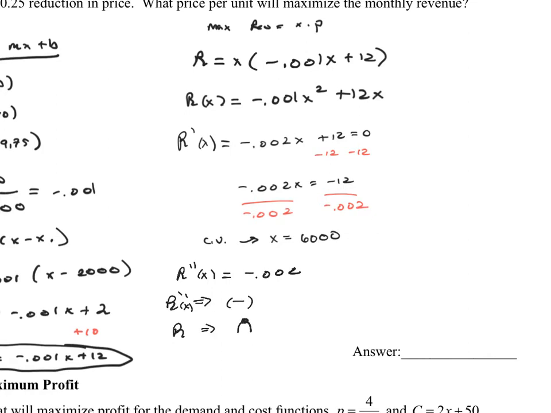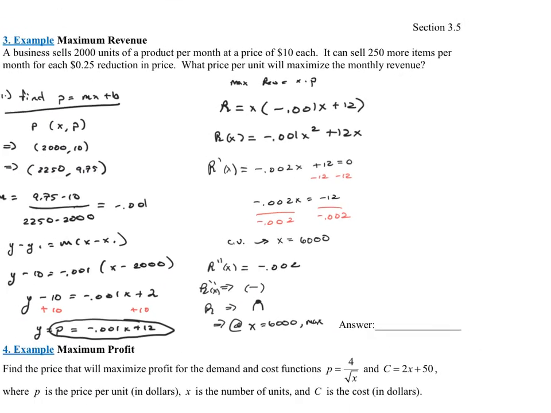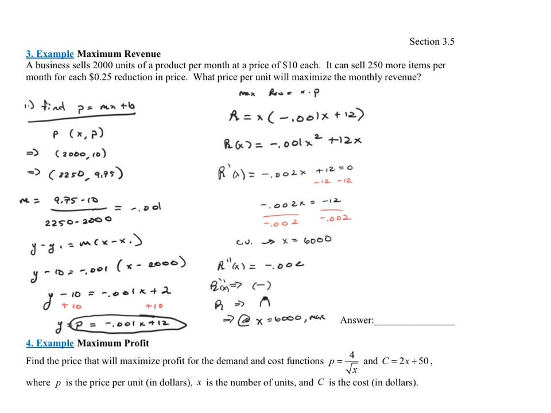My second derivative negative tells me that my function has to be concave down. Because that point is a critical value and it's concave down, that tells me when x equals 6,000, we have a maximum, which is exactly what we wanted. So that's not necessarily the answer to the question. Let's go back and read.